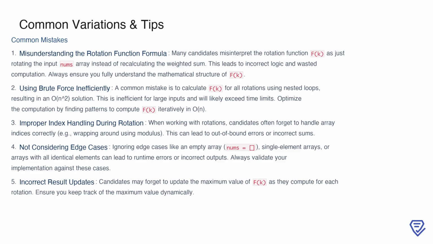Additionally, index handling during rotations often poses challenges. Without properly wrapping indices using modulus, you may encounter out-of-bound errors or inaccurate results. Edge cases are equally important. Make sure to account for scenarios like empty arrays, single-element arrays, or arrays with identical elements. Finally, as you compute f(k), don't forget to dynamically update the maximum value. Neglecting this can lead to missing the optimal solution, even if your calculations are otherwise correct.